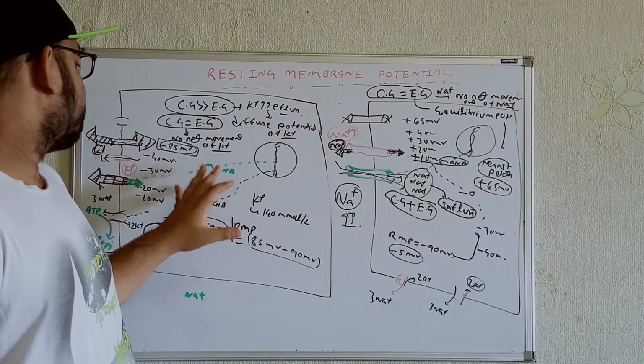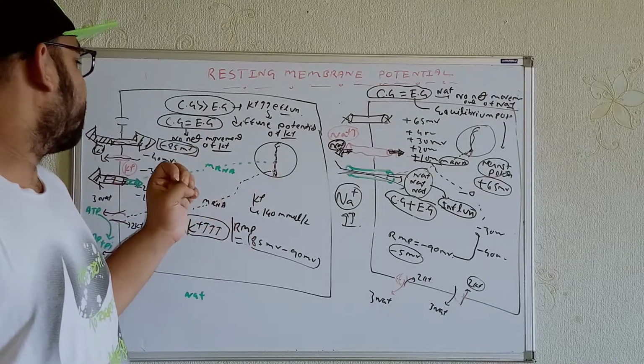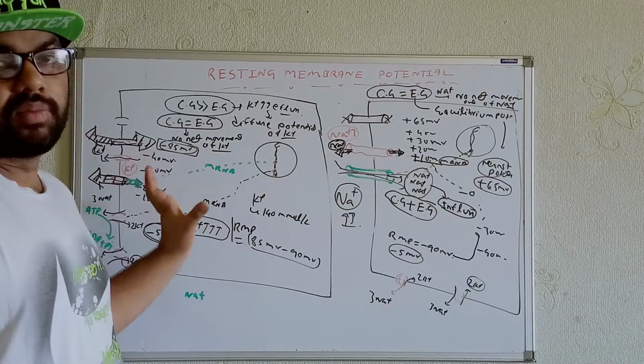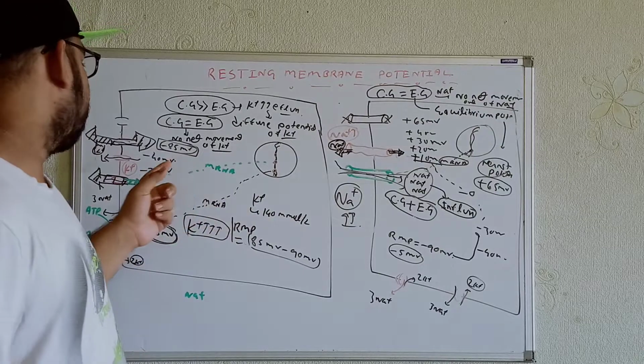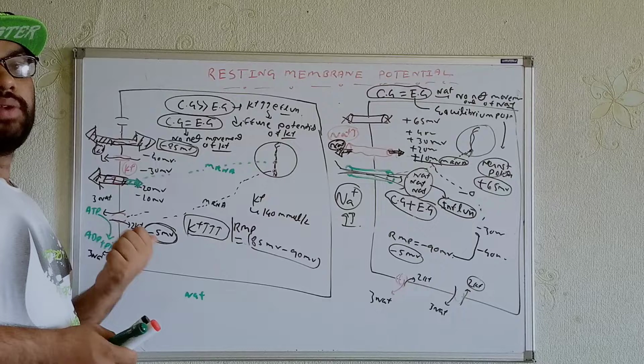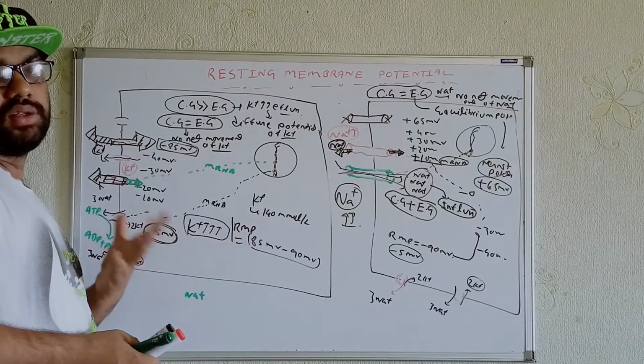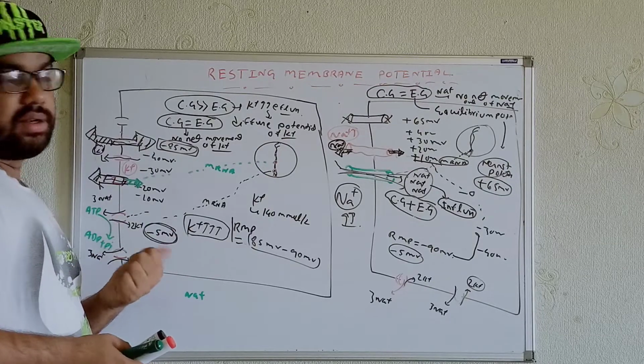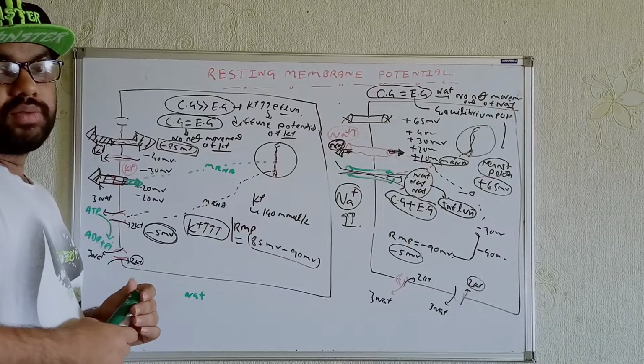Today we just focused on how we get the genesis of the resting membrane potential. In a nutshell, if you want to say, we will get the efflux of the potassium, and whenever we get the efflux of the potassium, as a result there is genesis of the resting membrane potential.